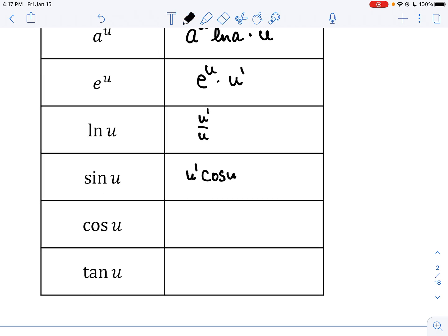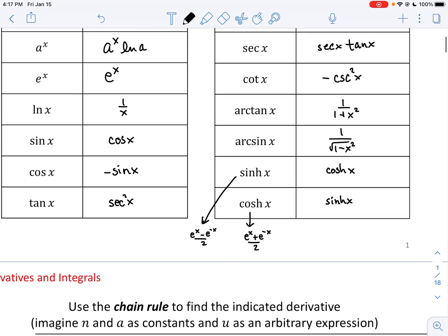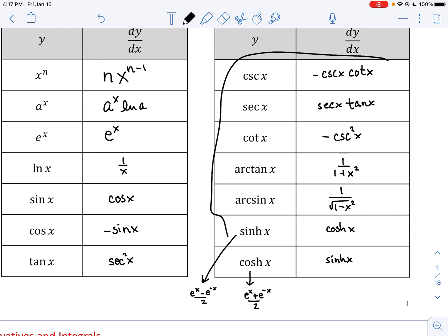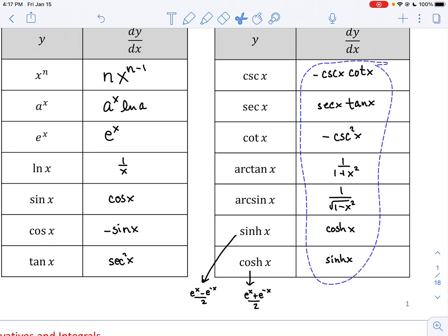And derivative of cosine of u is negative u prime sine u, and derivative tangent u is u prime secant squared of u. We could do more. I didn't bother doing all of the examples, like I didn't do any of these ones over here with u instead of x, but I trust you to pick up on the pattern here. Right? If these were all u's instead of x's, then there would be u's all over here instead of x's, and then also multiplying by a u prime.